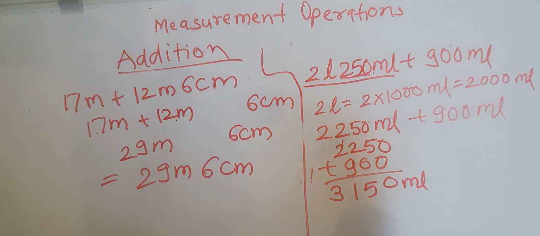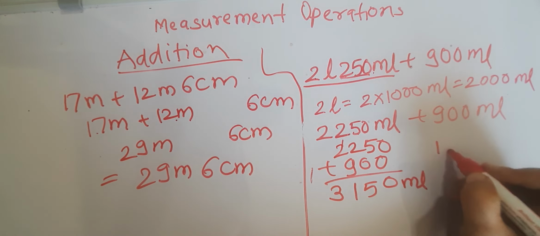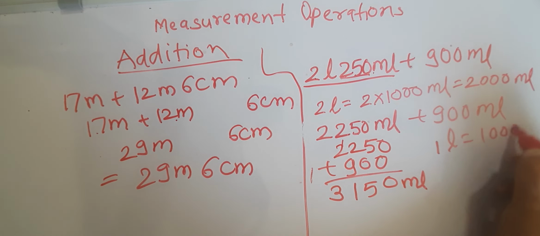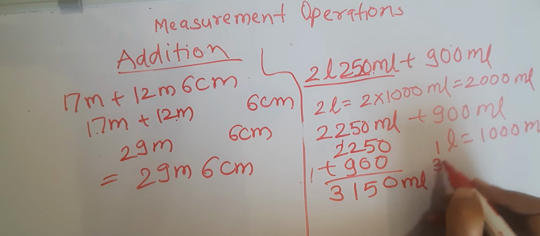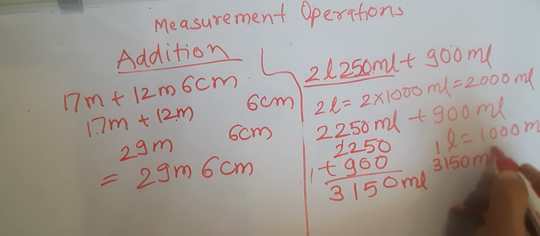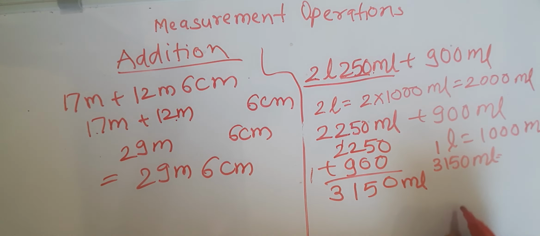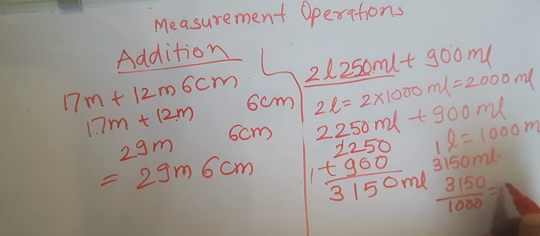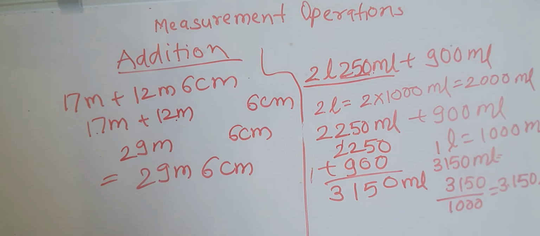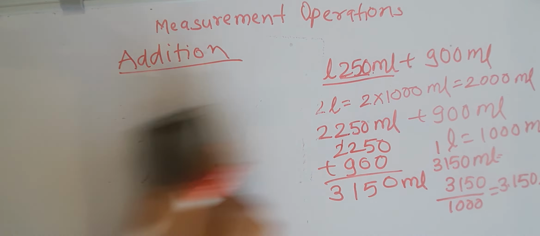How can we write that? We know 1 liter equals 1000 milliliter. So to convert 3150 milliliter into liter, we'll divide it by 1000. 3150 divided by 1000 gives us the answer 3.150 liter. Okay, I hope this is clear how to perform this addition. Let's take one more example for addition.